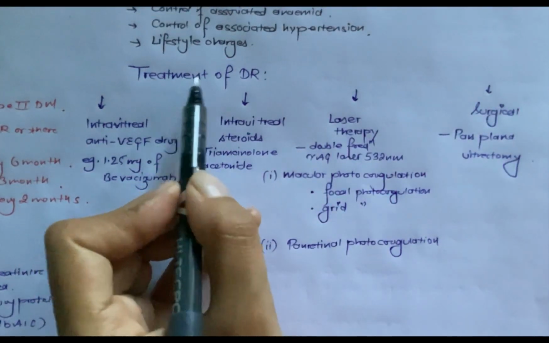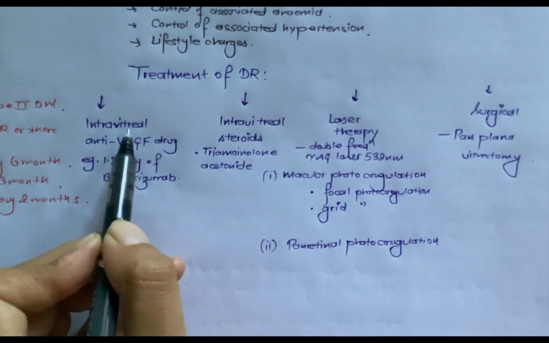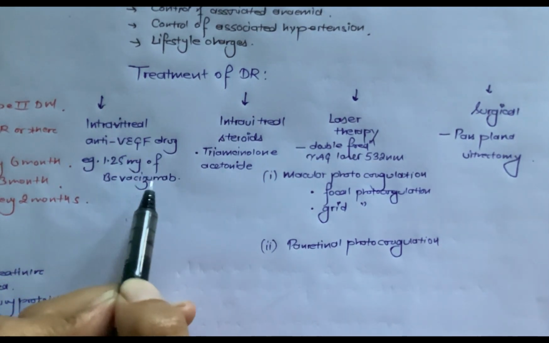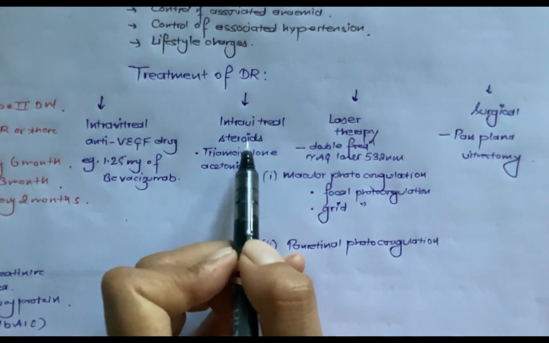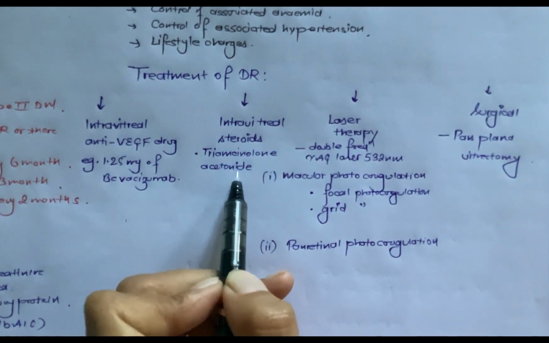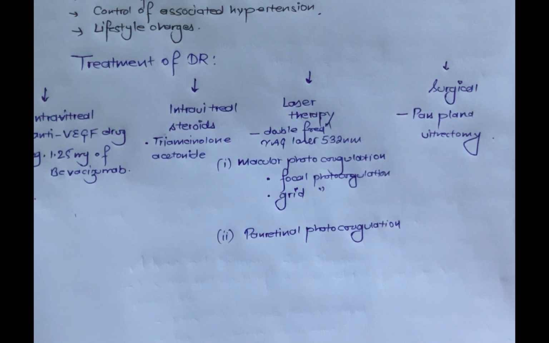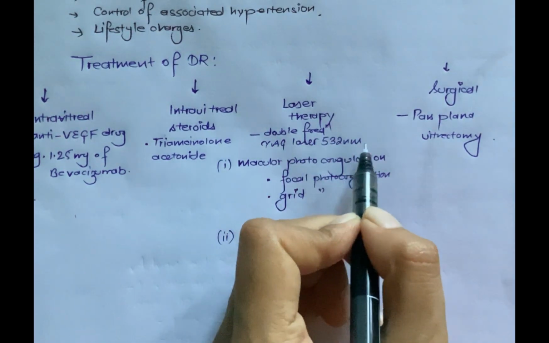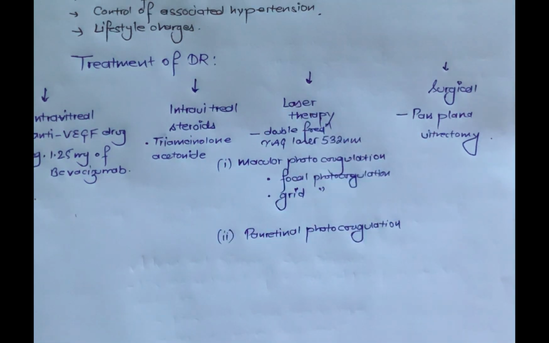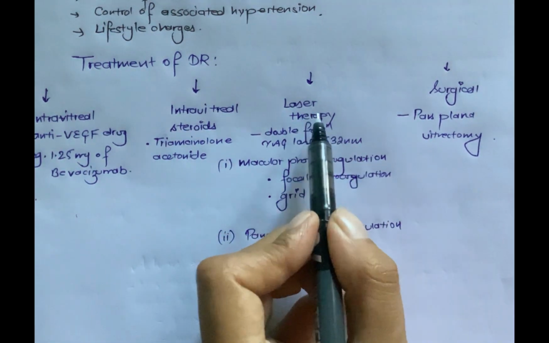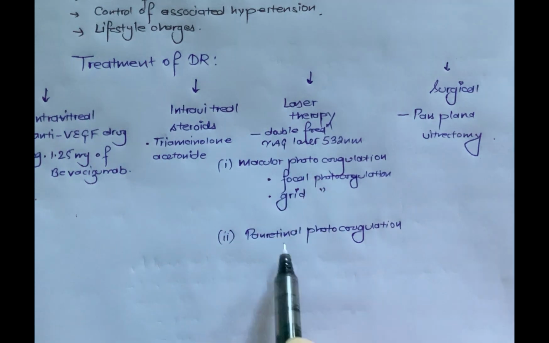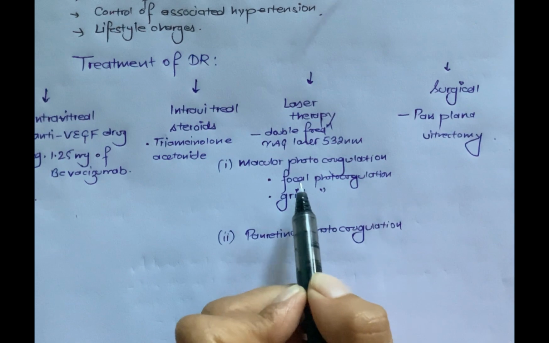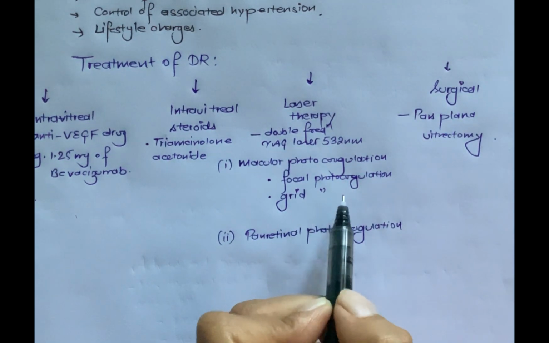Now talking about the treatment of diabetic retinopathy, intravitreal anti-VEGF drugs should be given, that is 1.25 mg of bevacizumab, and intravitreal steroids such as triamcinolone acetonide should also be given. And laser therapy should be done, and double frequency YAG laser of 532 nm is preferred while doing laser therapy. And under laser therapy, there is macular photocoagulation and pan-retinal photocoagulation. And macular photocoagulation is further divided into focal photocoagulation and grid photocoagulation.